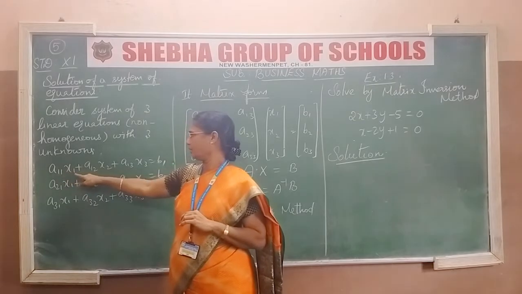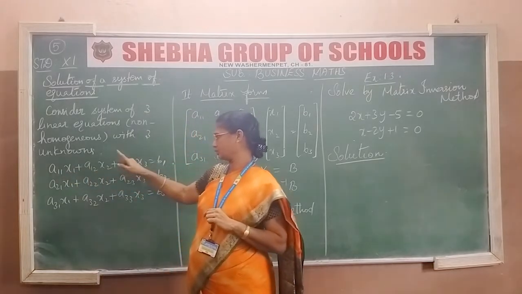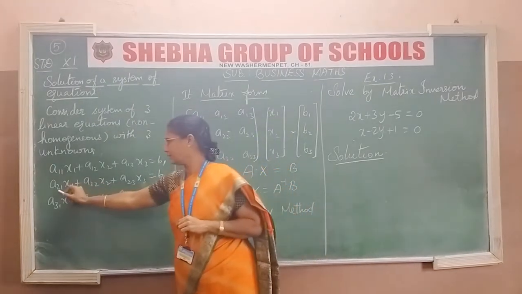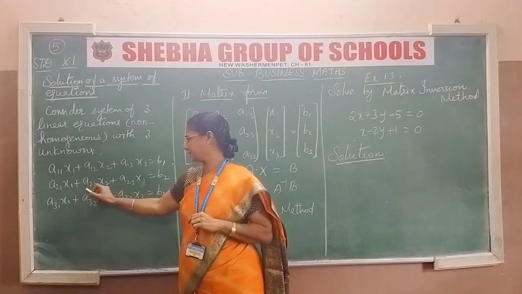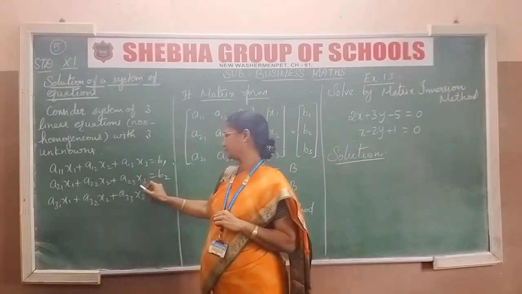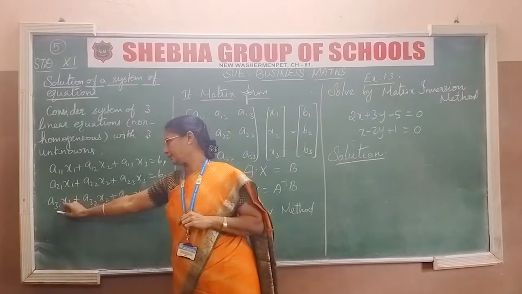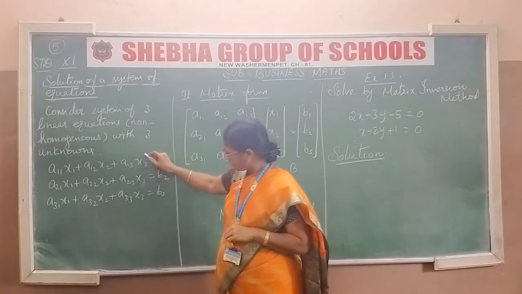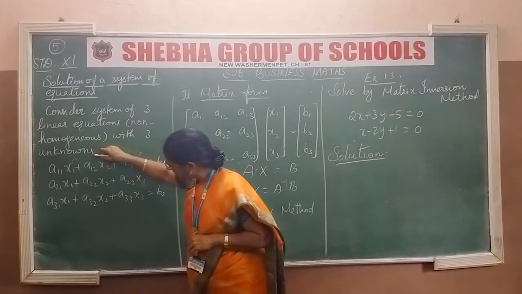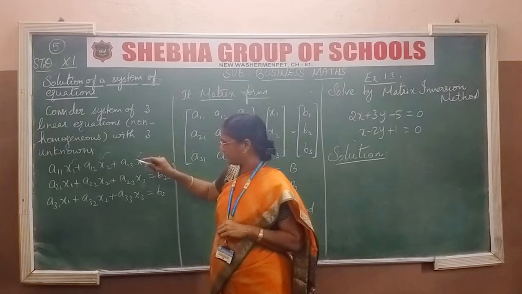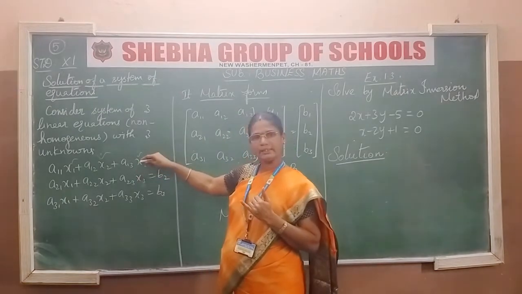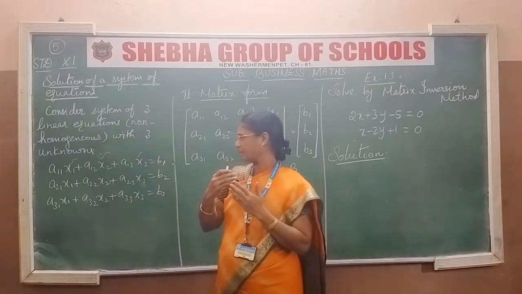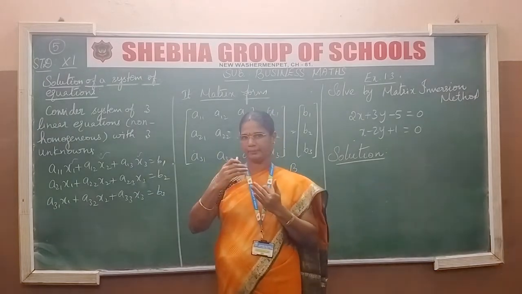This is a11 x1 plus a12 x2 plus a13 x3 equal to b1. Similarly a21 x1 plus a22 x2 plus a23 x3 equal to b2, and a31 x1 plus a32 x2 plus a33 x3 equal to b3. Now x1, x2, x3, these 3 are the unknowns. These 3 variables may vary in other cases. Suppose it will become x, y, z or a, b, c.